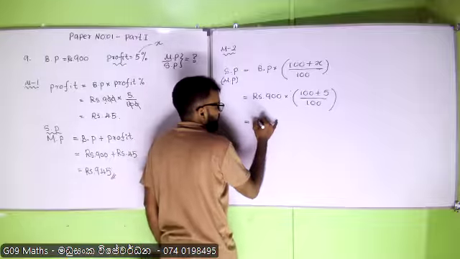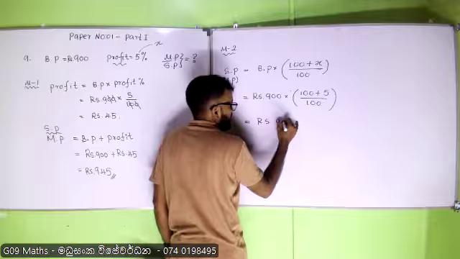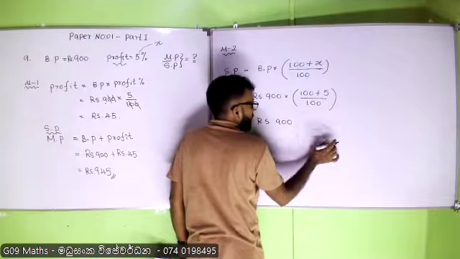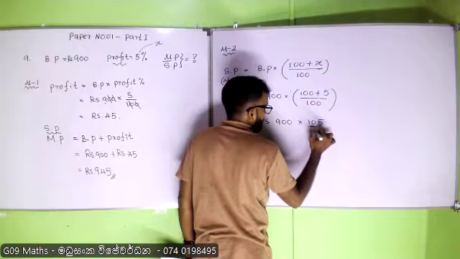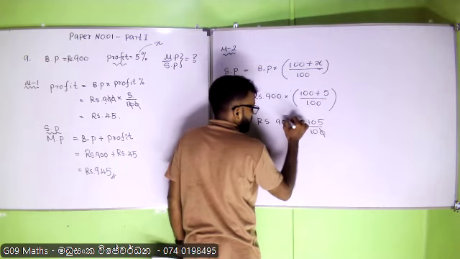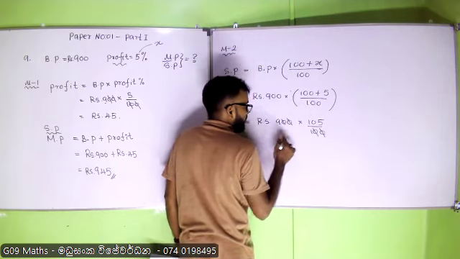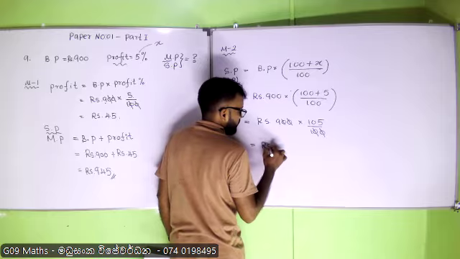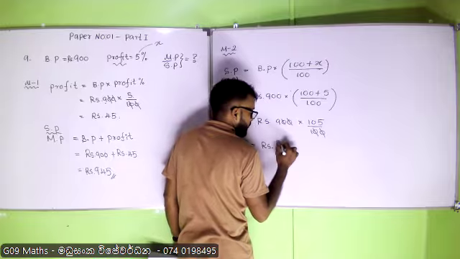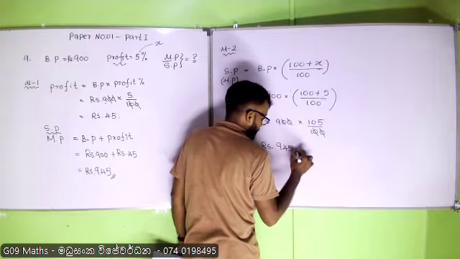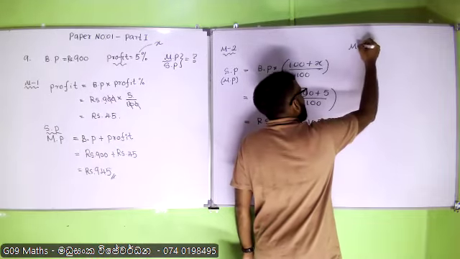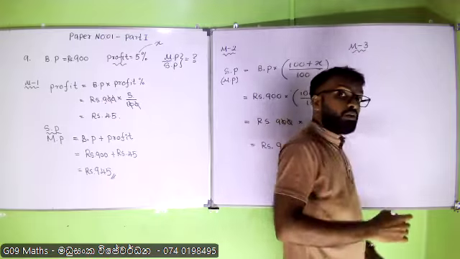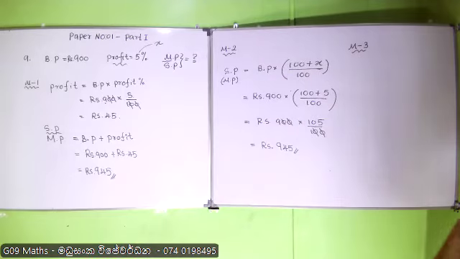Rupees 900 multiplied by 105 divided by 100. 9 into 105 means 945. This is method 2. Correct? Method 3. Now you need to remember, we did something like this before. You need to remember that.